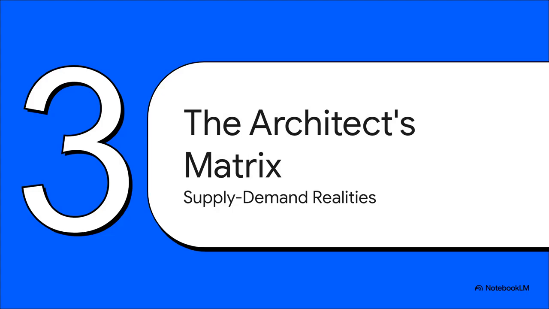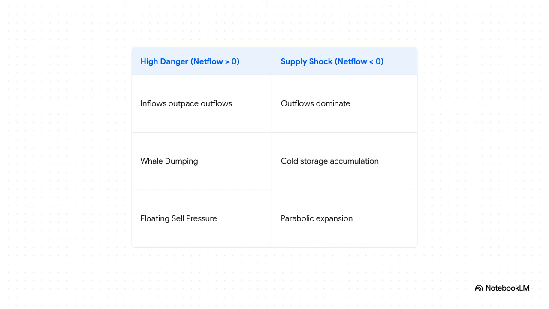Moving on to part 3, the architect's matrix. Let's look at the actual supply and demand realities. Let's break down the high-danger scenario first. When you're seeing a high positive netflow, meaning it's greater than zero, inflows are heavily outpacing outflows.